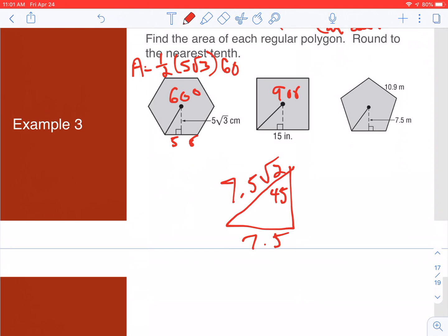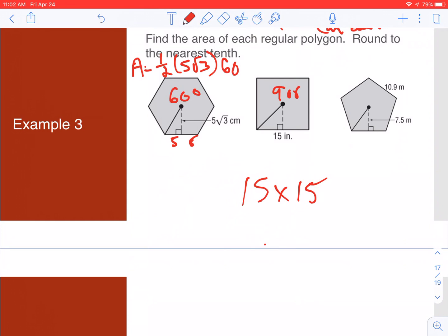Okay, but guess what? To find the area, all I have to do really, and some of you probably caught this already, is to do 15 times 15, because that's an area of a square.